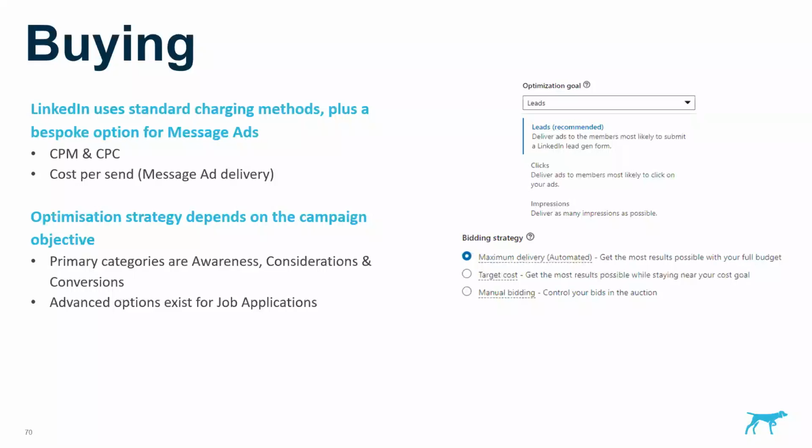Manual bidding also exists, not really recommended on a social network, again, unless you have a wealth of data of your own to draw upon with which to optimize towards.